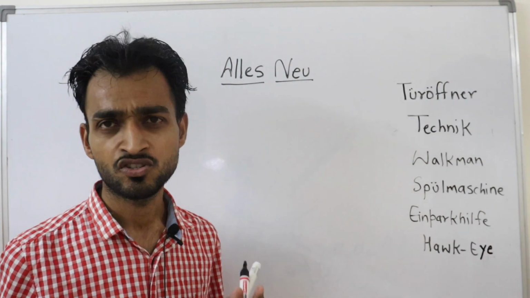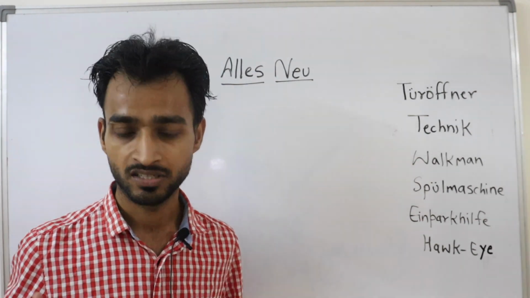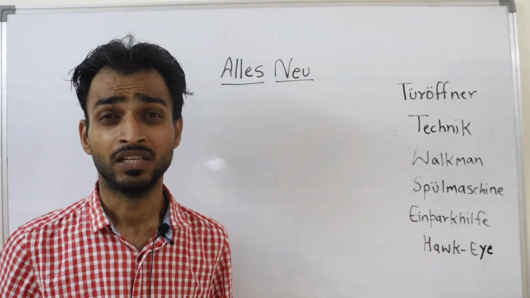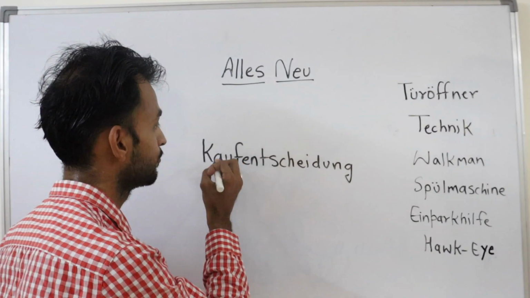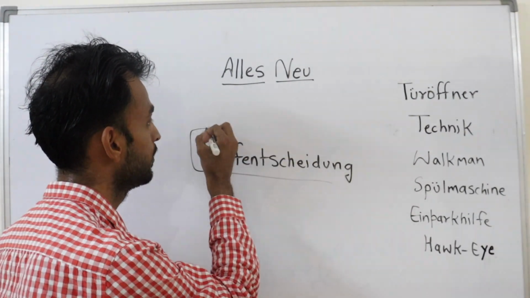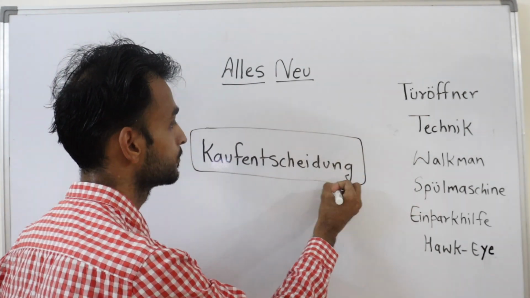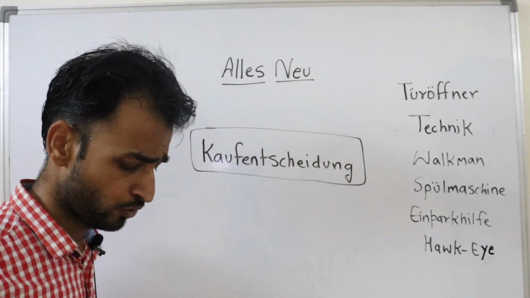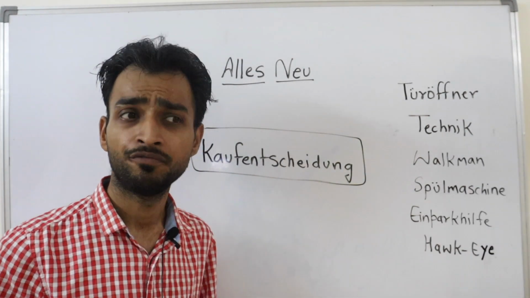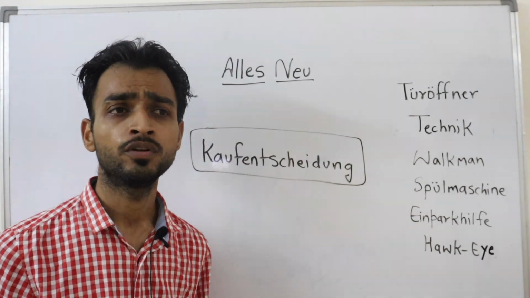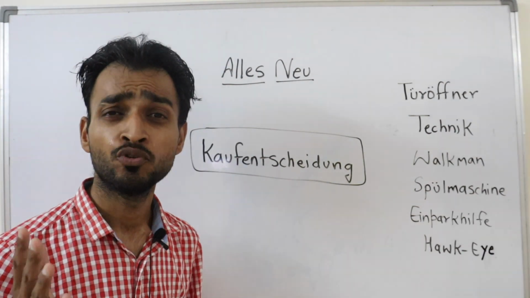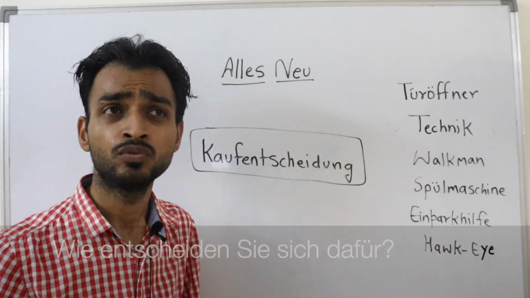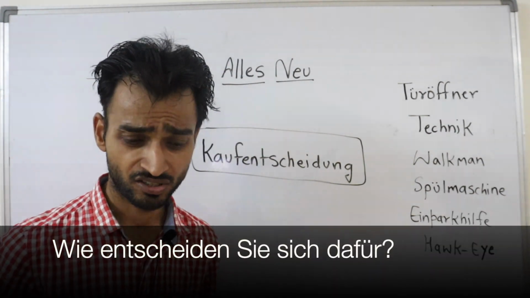So next topic that we'll do in this chapter is also very, very important. Kaufentscheidung. What do you understand with it? So we'll make first a mind map. Kaufentscheidung. Kaufentscheidung means your shopping behavior, your decision. When you go for shopping, you want to buy a mobile phone. Sie möchten ein Handy kaufen. So we entscheiden uns dafür.